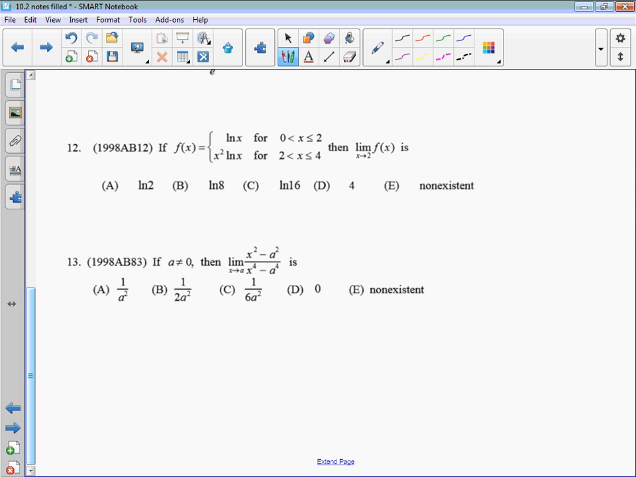Okay, so the limit as x approaches 2. Let's look at this. Now, you would not have a calculator for this. We would plug it into our piecewise, right? So when I plug it into the first one, I get natural log of 2. Okay, you don't really know what the natural log of 2 is exactly, but that's okay. If I plug 2 into the second one, I get 2 squared, which is 4 times the natural log of 2. Do you think the natural log of 2 and 4 times the natural log of 2 are the same thing?